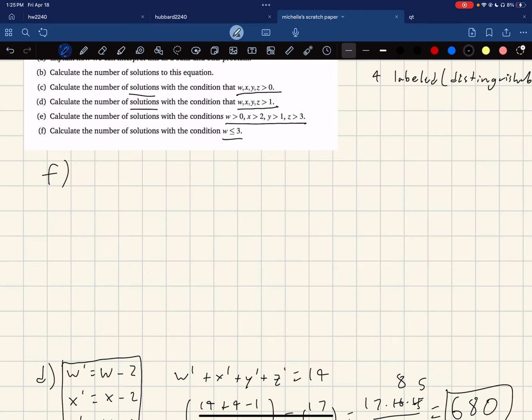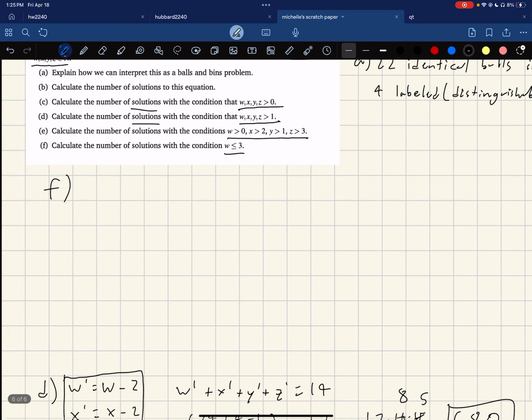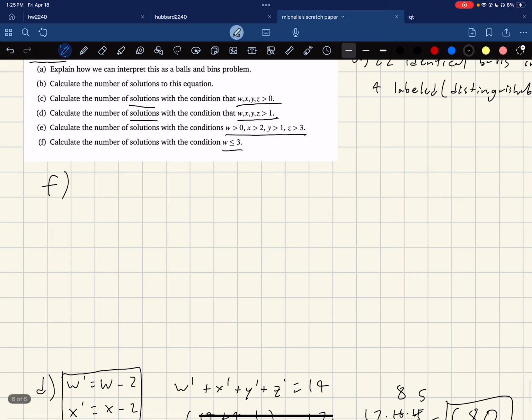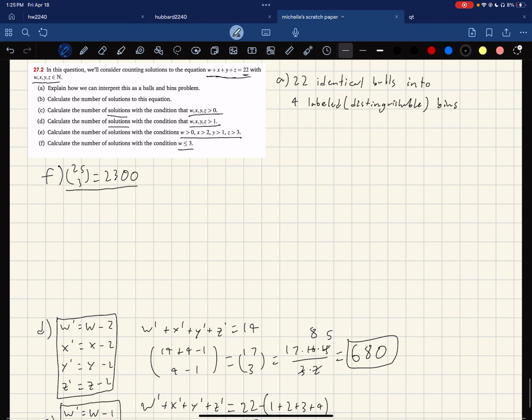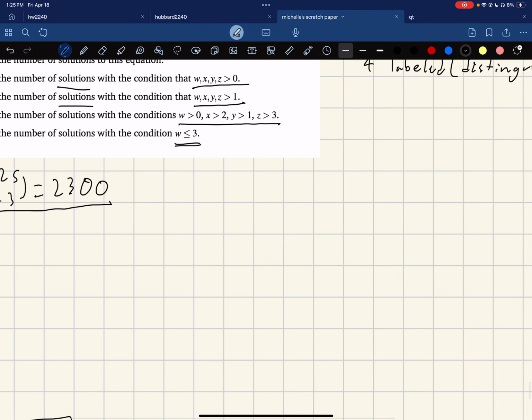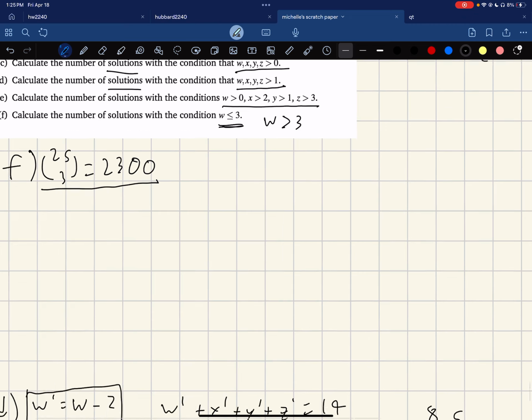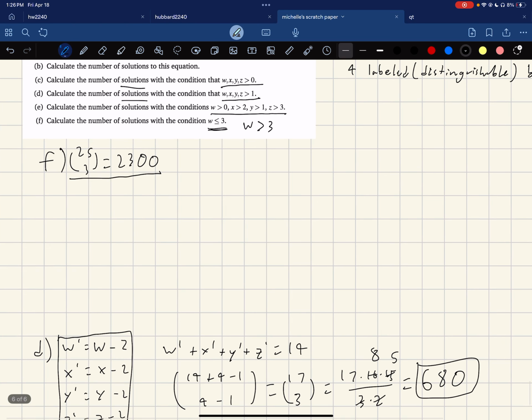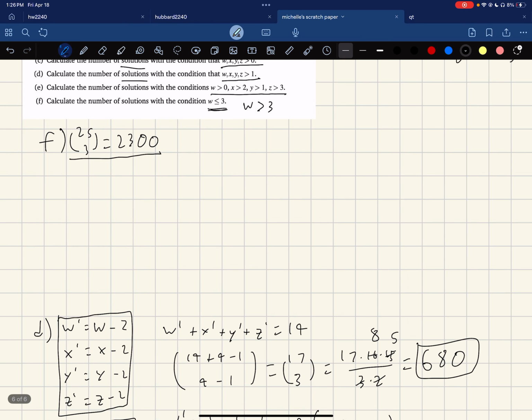First of all, we know the total number of non-negative solutions, which is just with no condition at all. Unfortunately I erased it, but it was 25 choose 3, which was equal to 2300. So that's our total number with no conditions at all. But now we can place the complement condition on this, which is W is greater than 3. And only W has to be greater than 3. So now we know how to do this question because we just did this before.